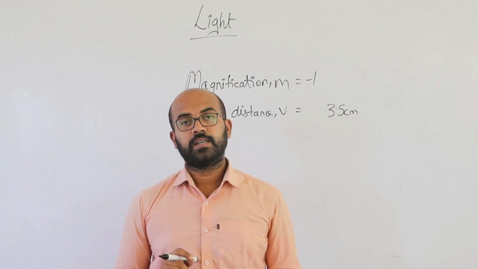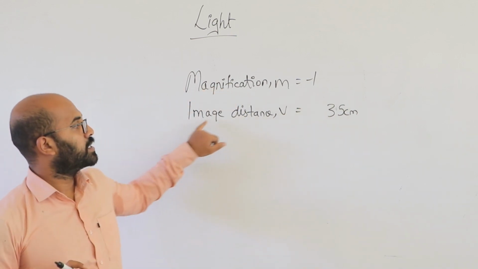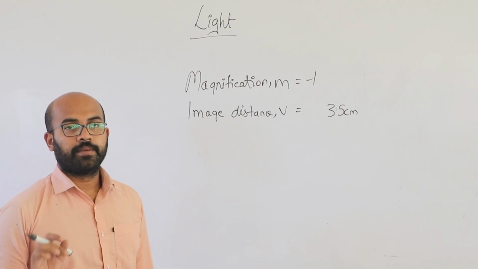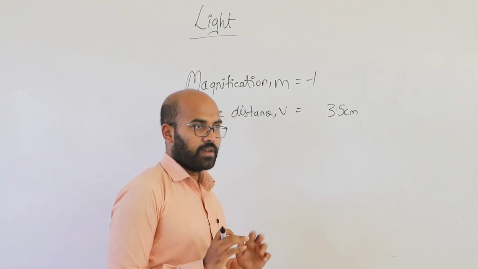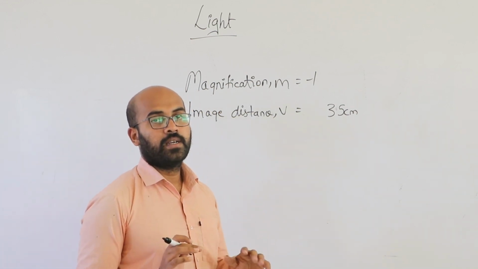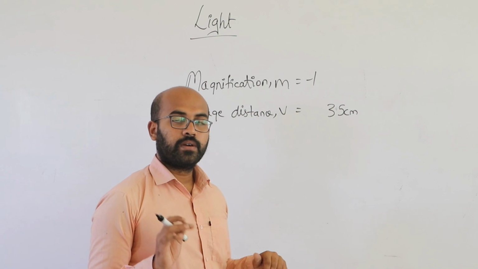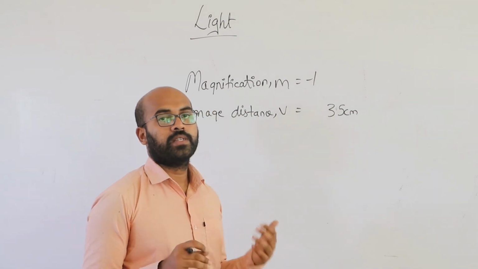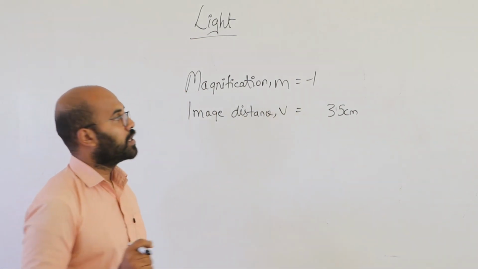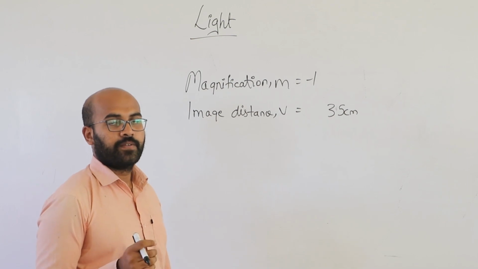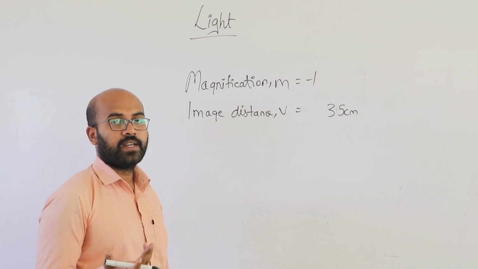So here what they have given is magnification produced by a lens is minus 1 and the image distance, that is the distance of the image from optical center, is 35 centimeter. This is all what they have given. So they have not given whether it's a concave lens or convex lens, or else whether it's a converging lens or a diverging lens. So you need to check what kind of lens it is. So how do you do it? Here they have given magnification, that is minus 1. So with the help of magnification we can get to know whether it is a concave lens or a convex lens.